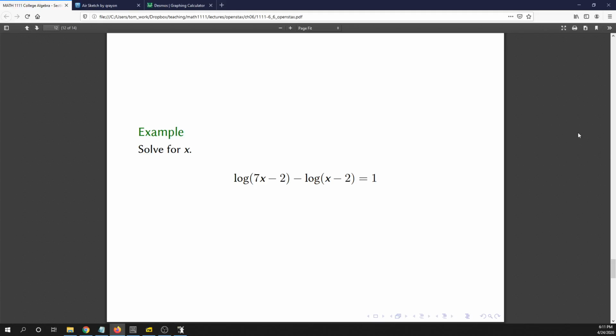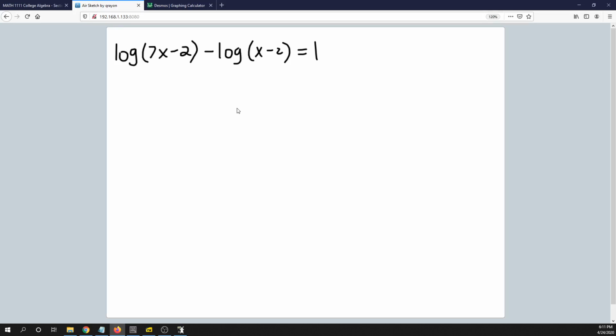All right, in this video, we are going to solve this logarithmic equation: log of 7x minus 2 minus the log of x minus 2 equals 1. Okay. So in the previous video, we talked about the general steps for solving logarithmic equations.